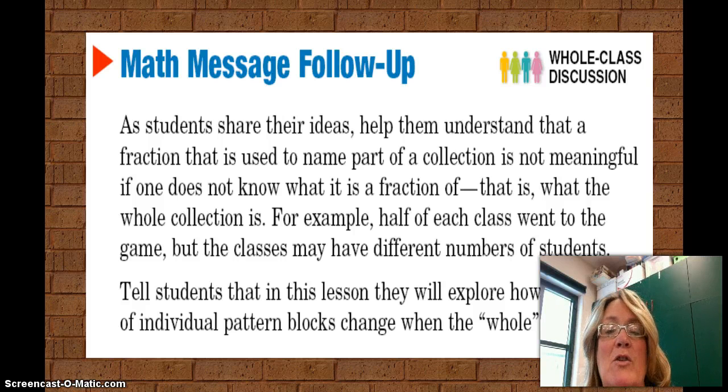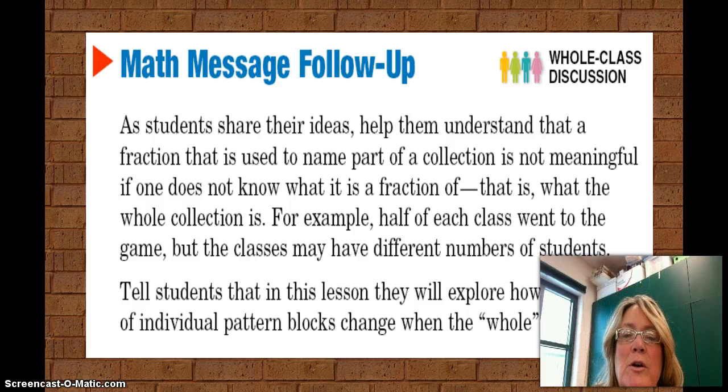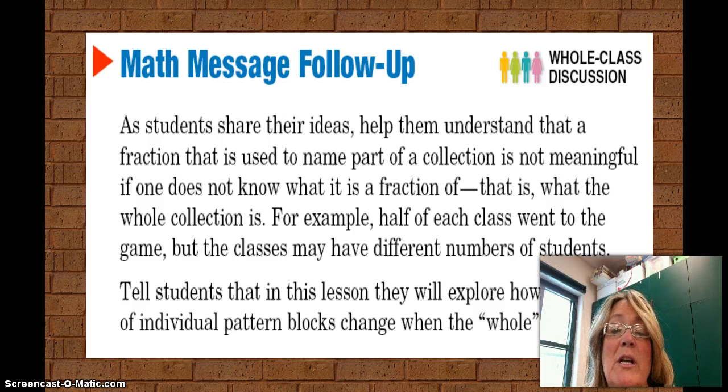Now I'm hoping that you're stopping and thinking, you know what, I don't know for sure. And I'm hoping that you're also realizing that the reason you don't know is because we don't know how many students are in each class. So in this lesson, we're going to explore how the values of individual pattern blocks change when the whole changes.